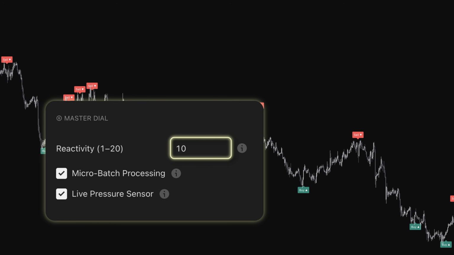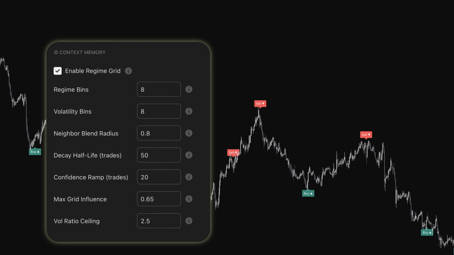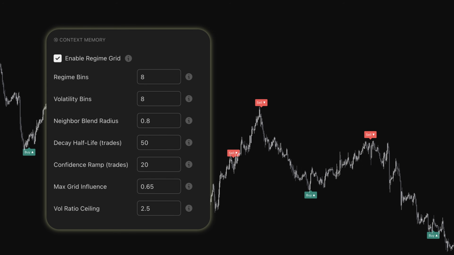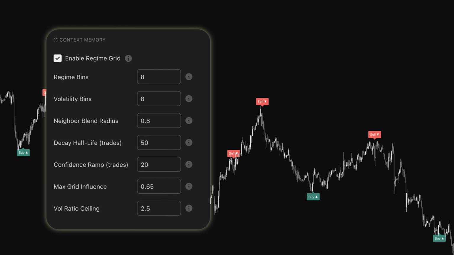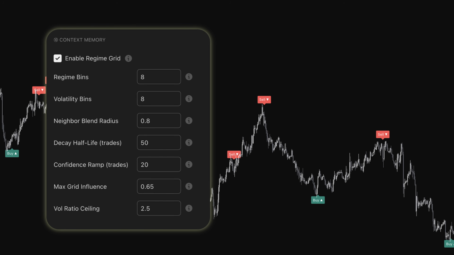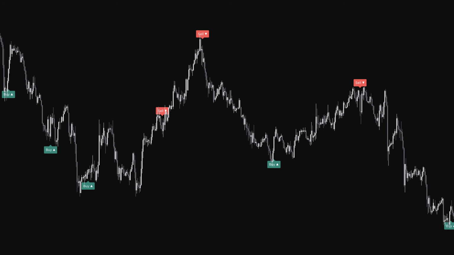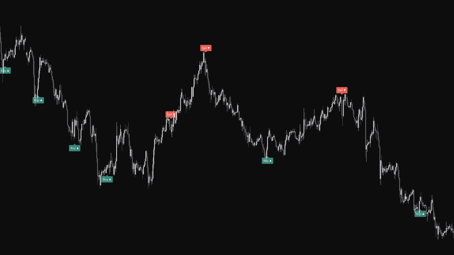A master dial from 1 to 20 controls how aggressively the system adapts. On top of that, a regime grid builds a memory of which parameter adjustments worked well under specific market conditions. So when the market returns to a familiar state, the system draws on that history rather than starting from scratch. Signal generation sits separately from the adaptation engine.